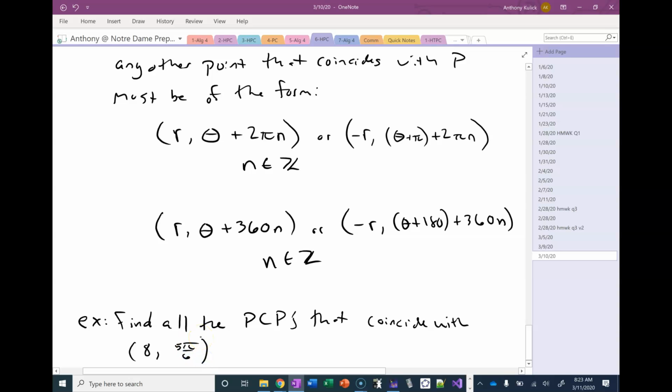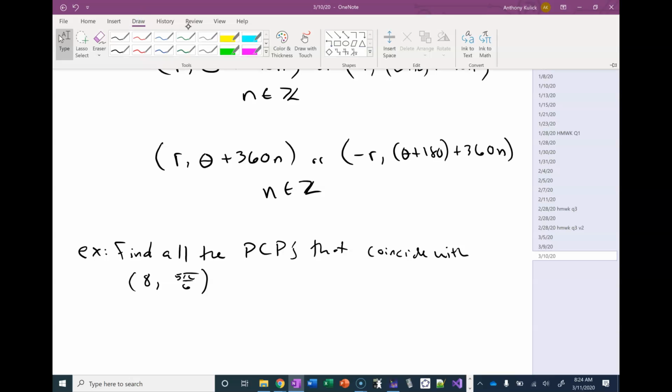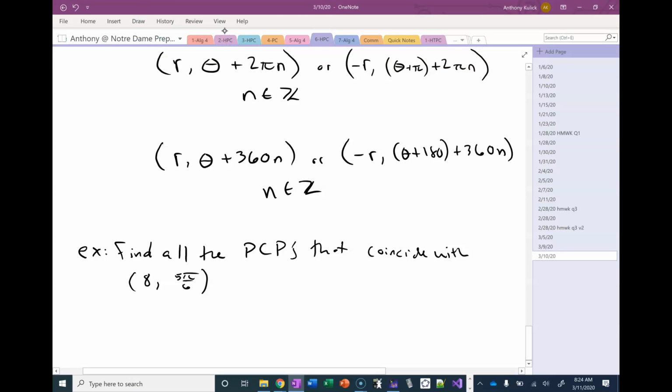All right. Let's do a little example here. Let's find all the polar coordinate points that coincide with the point 8, 5 pi over 6. Which version of the above definition are we going to be using? The radian or degree one? The radian one, since our point was given in radians. So let's do that first set of points first.